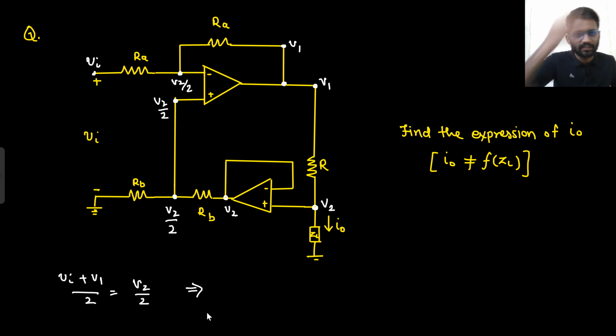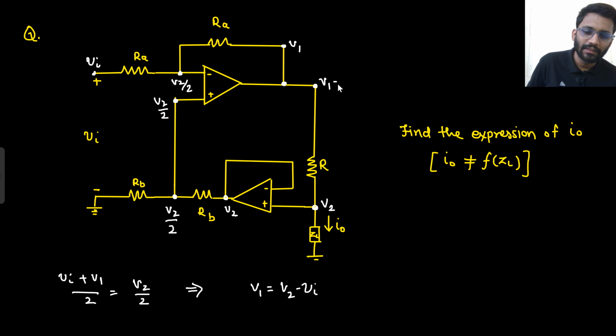So you can apply nodal analysis as well. There is no issue. Your V1 would be V2 minus V in. So this node is V2 minus V in. Now this node is I naught. This current is I naught. The same current will be flowing through R as well. Why is it so? Because the input of the op amp will drive 0 ampere current. So the same current I naught will be flowing through R as well.